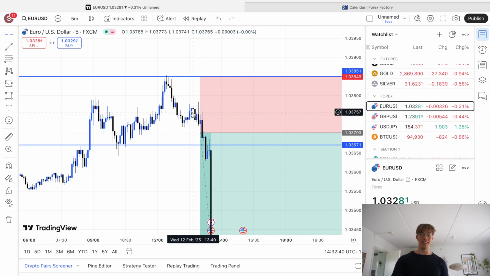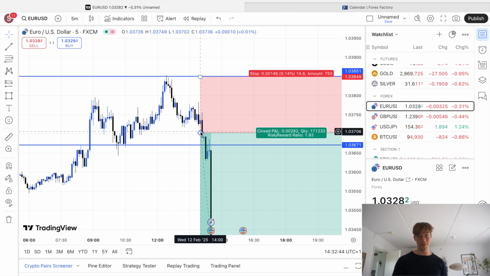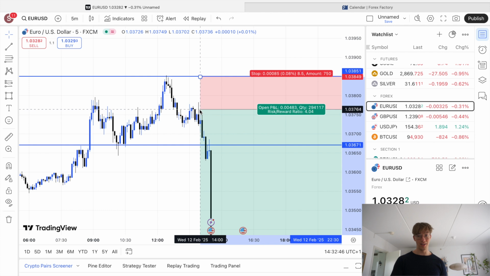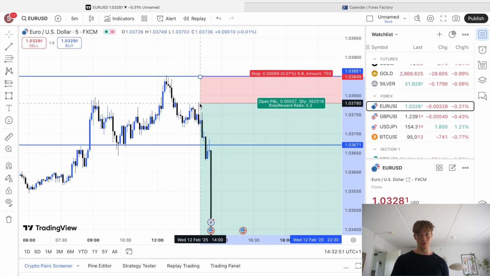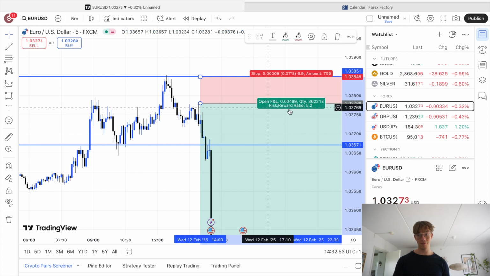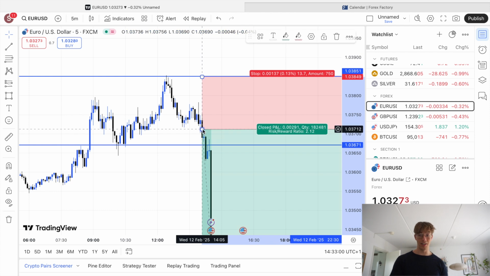this is the area that we would obviously want to enter this trade off of, because we could just enter when we hit the order block. Just do an order block entry right there. That would have put the risk reward at 5.2. But I was like, okay, well, let's just get into it. And I just pushed the button.